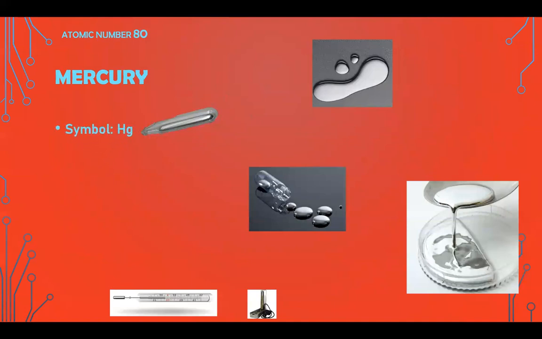Mercury, its symbol is Hg, and its atomic number is 80. Mercury is not to be confused with the planet Mercury. They are practically the same name. Mercury, what the hell?